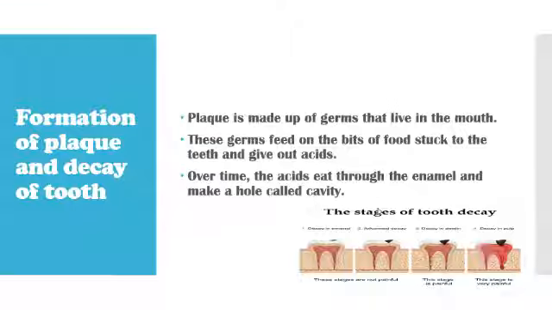Next point is formation of plaque and decay of tooth. Now children, if we do not brush our teeth properly, a sticky layer called plaque develops on the teeth. Now plaque is made up of germs that live in the mouth. These germs feed on the bits of food stuck to the teeth and give out acids. Now over time, that acid eats through the enamel and makes a hole called a cavity.